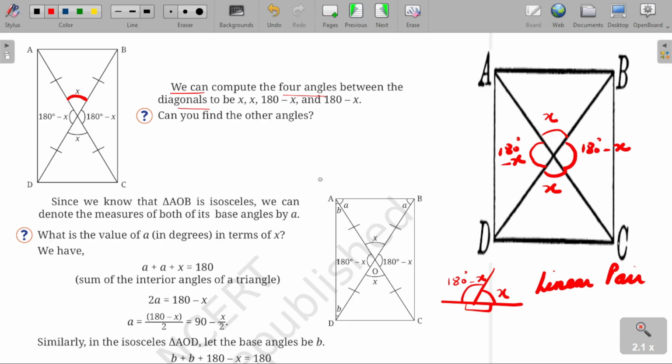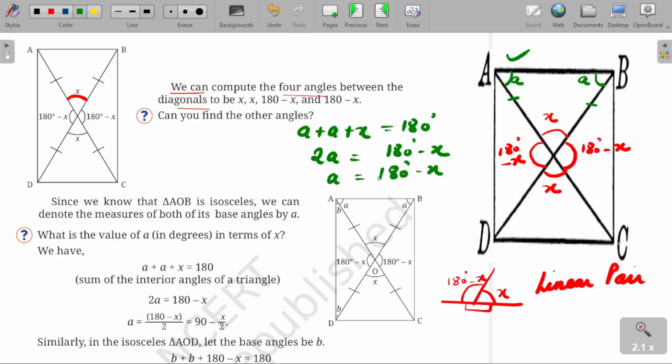Now we are going to find the other angles. How to find this? In the triangle AOB, now look at this triangle. You see these two sides are equal, so the angles will also be equal to each other. Right? So in this triangle, by angle sum property, angle A plus angle A plus x is equal to 180 degree. So 2 times angle A will be 180 degree minus x. So angle A will be (180 degree minus x) upon 2, that is 90 degree minus x by 2.